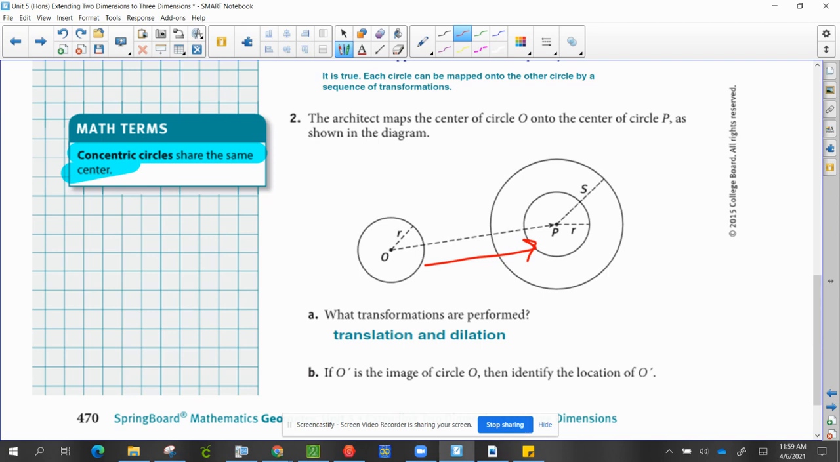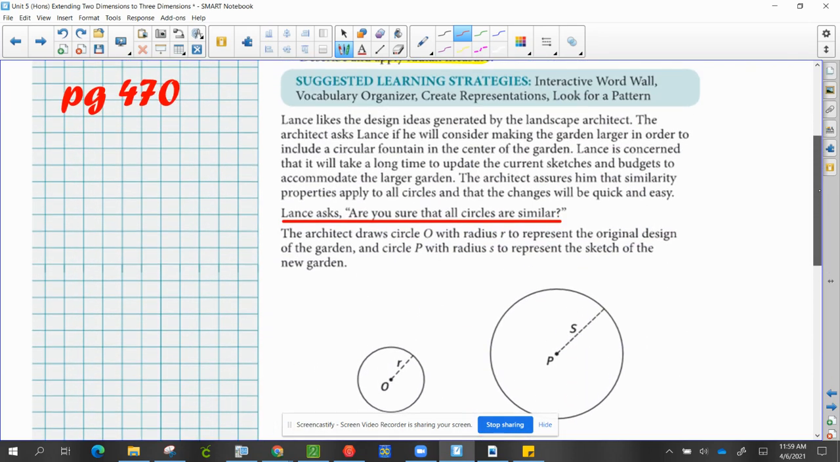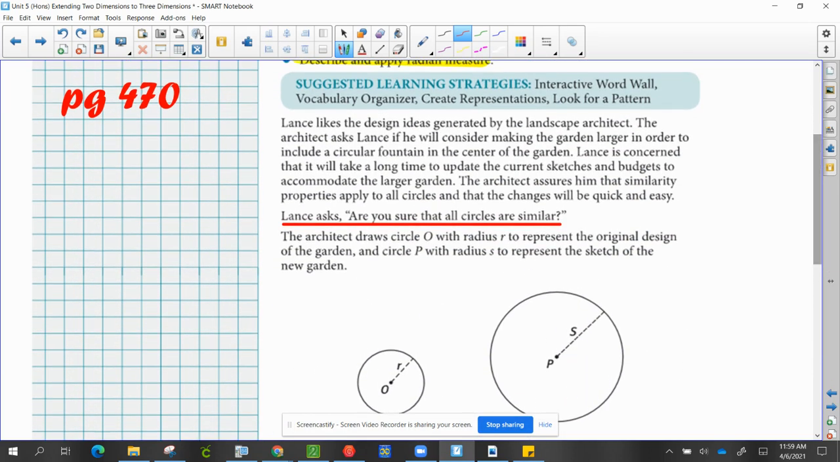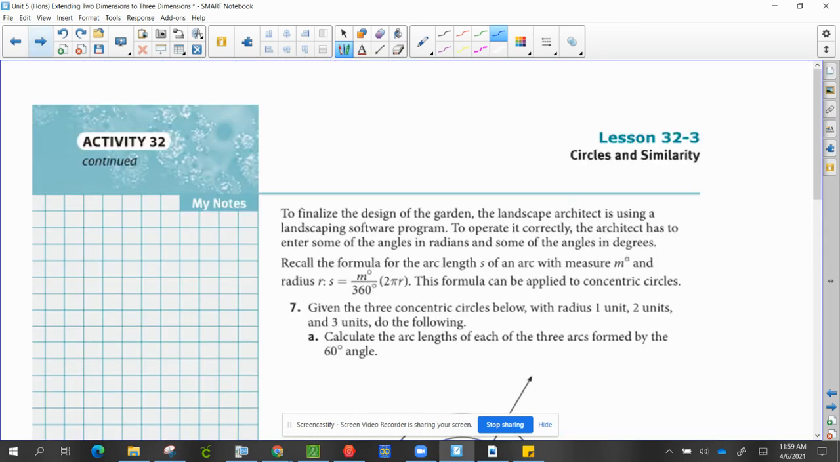And it's a dilation because if we want to map circle O onto circle P, we would just have to blow it up by a factor, right? So even though it's not a rigid motion, because that dilation is changing the value of our radius here, they are still similar figures. So the point we're trying to make on this first page, are you sure that all circles are similar? The answer to this is yes. All circles will be similar figures. That is all we're going to cover on that part.